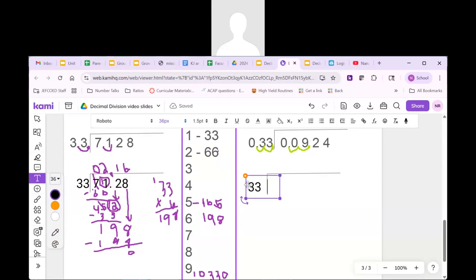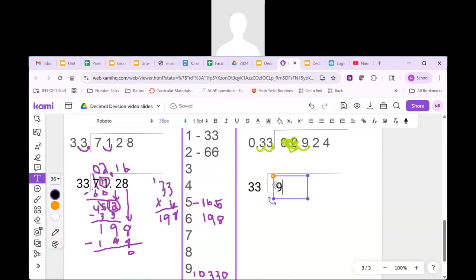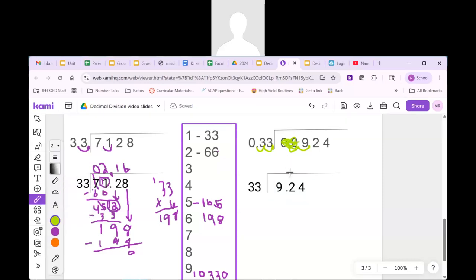And my dividend will be, well, look, I'm not going to think about zeros that are in front of a whole number. Nine's a whole number. I don't need those, so I can just mark those out. So I can just have the 9 and 24 hundredths. Okay, I'm going to go ahead and put my decimal straight up before I forget.